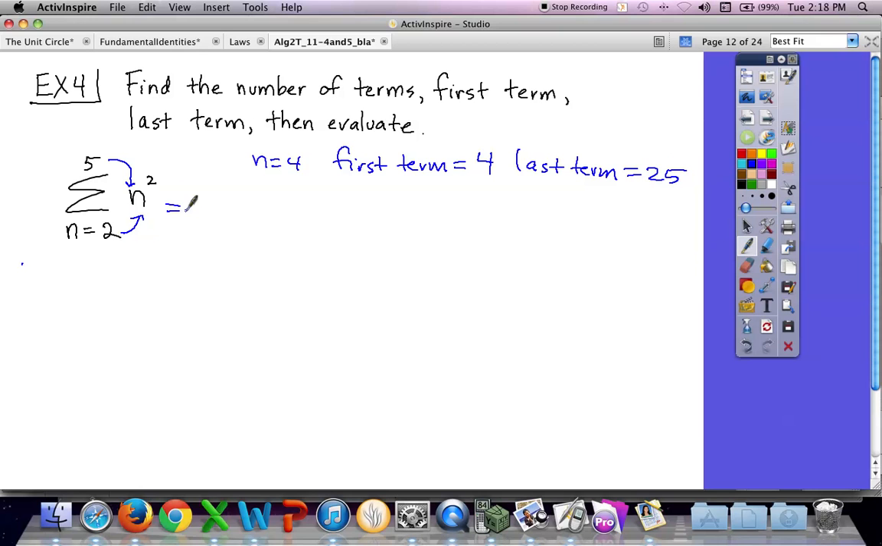Okay, now it still says evaluate. So for the evaluate part, since we can't use the formula, you're just going to have to make all the terms and add them up. Start by plugging in n equals 2. 2 squared plus 3 squared plus 4 squared plus 5 squared, which is 4 plus 9 plus 16 plus 25. And then you just have to add them up. 41, 54.